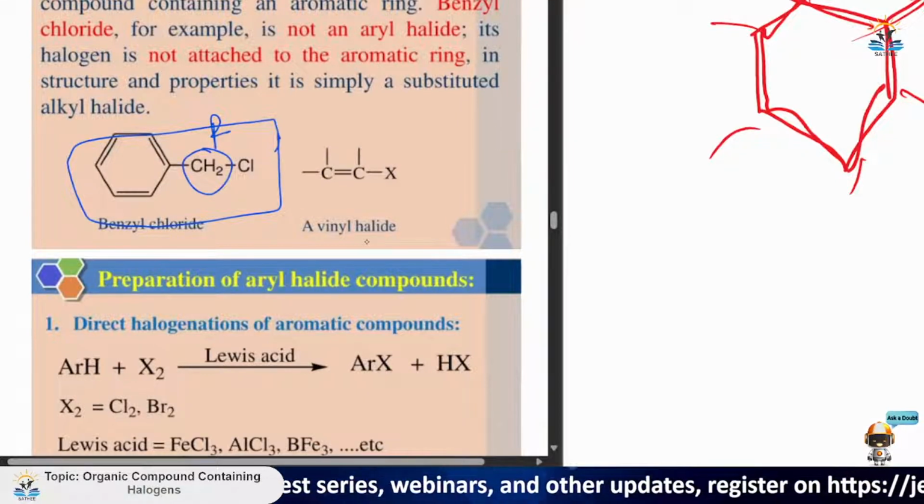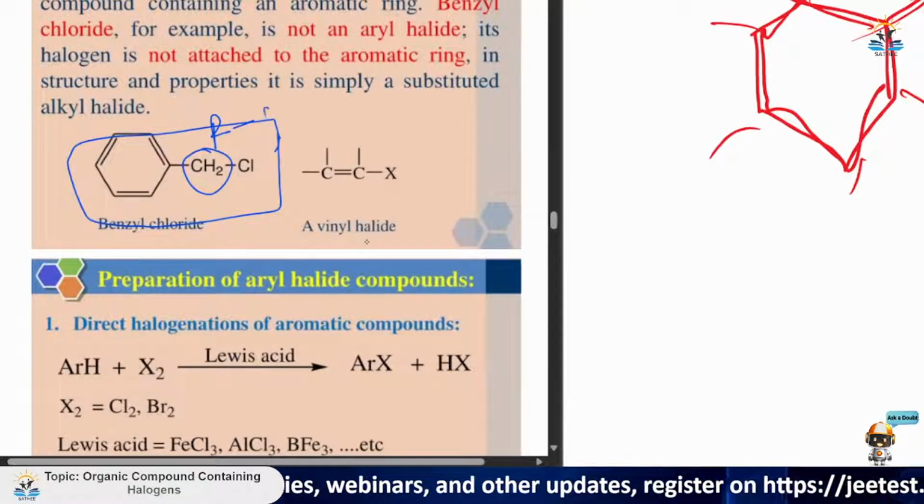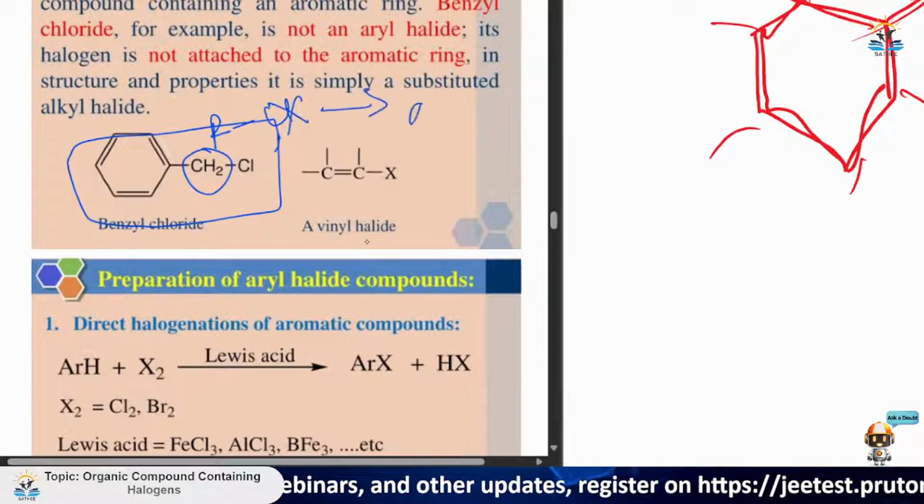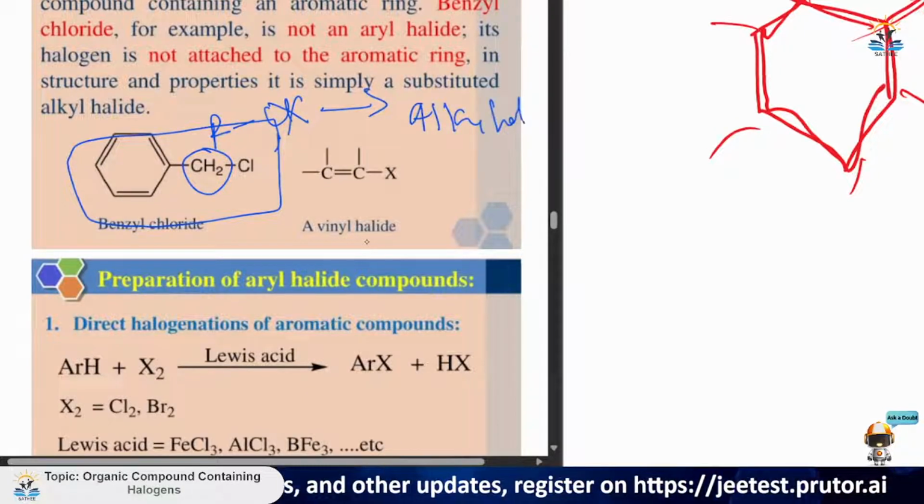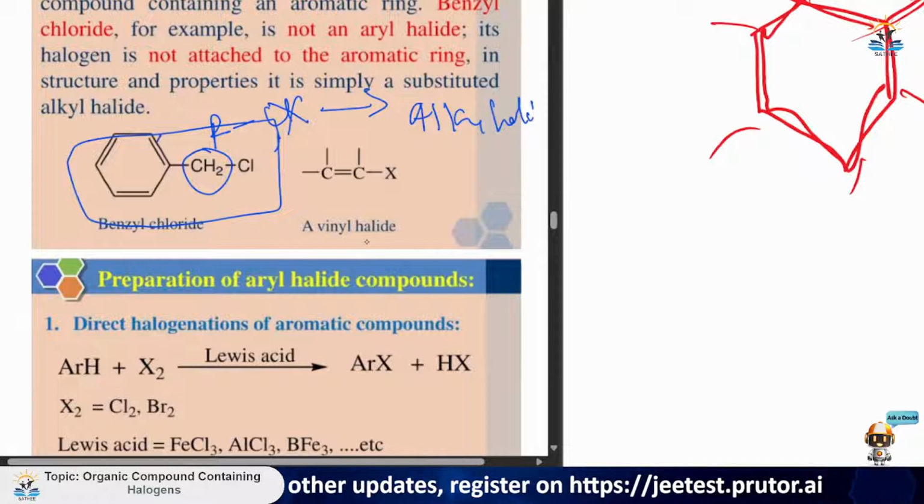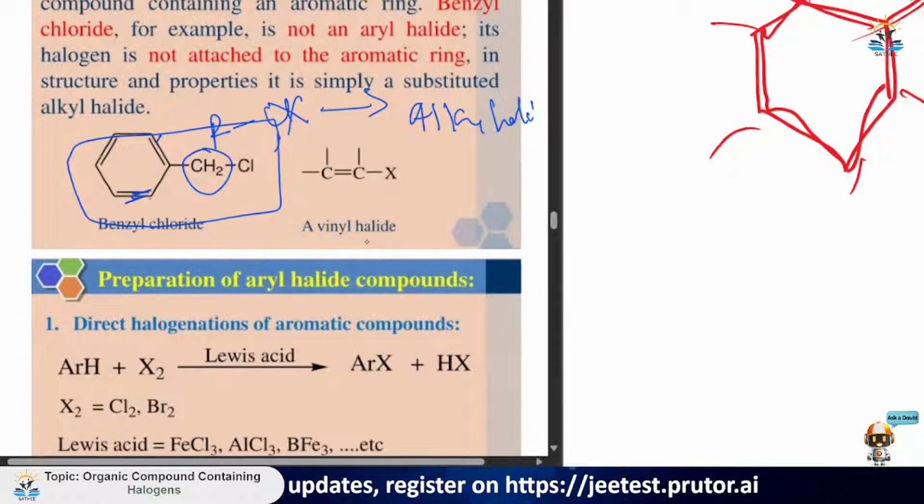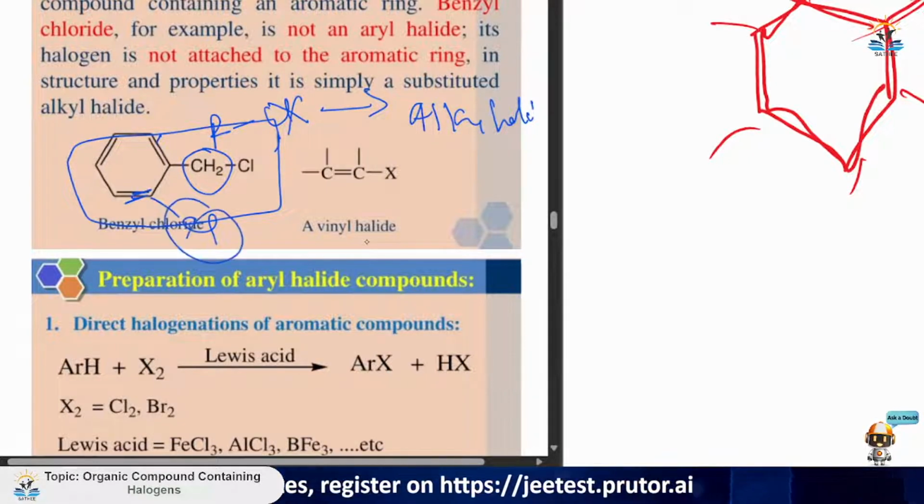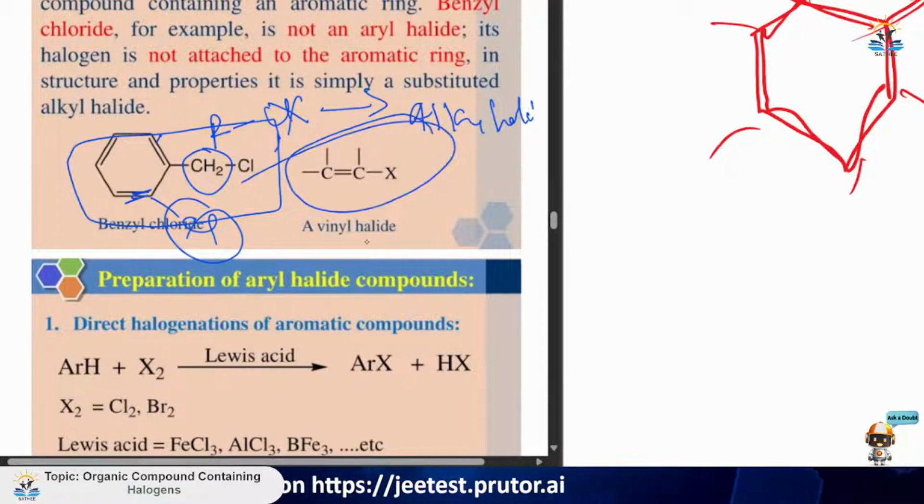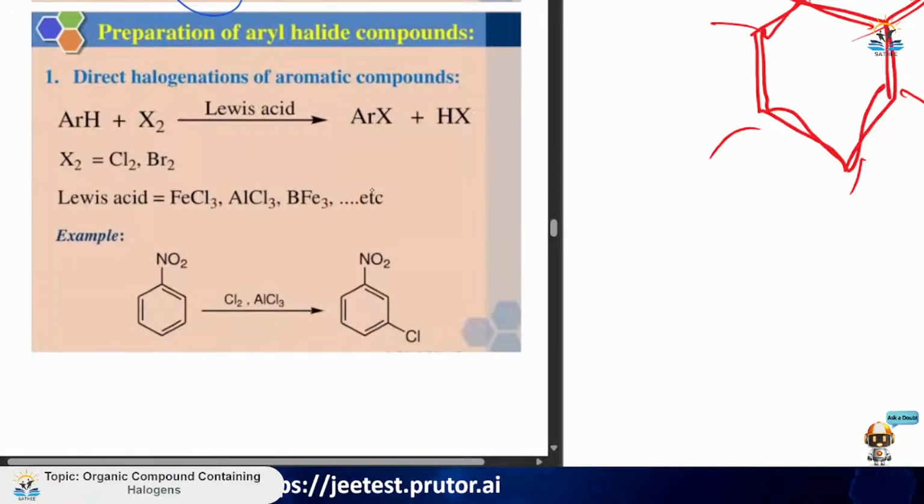This one is RCl, RX, so it is an alkyl halide. If this Cl was attached directly to the ring, then it would be an aryl halide. But here it is a simple R-X bond, so it is an alkyl halide.